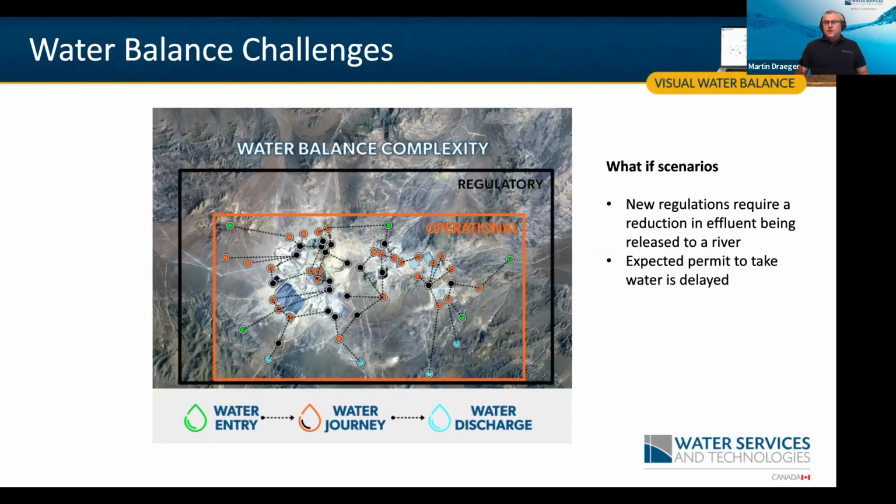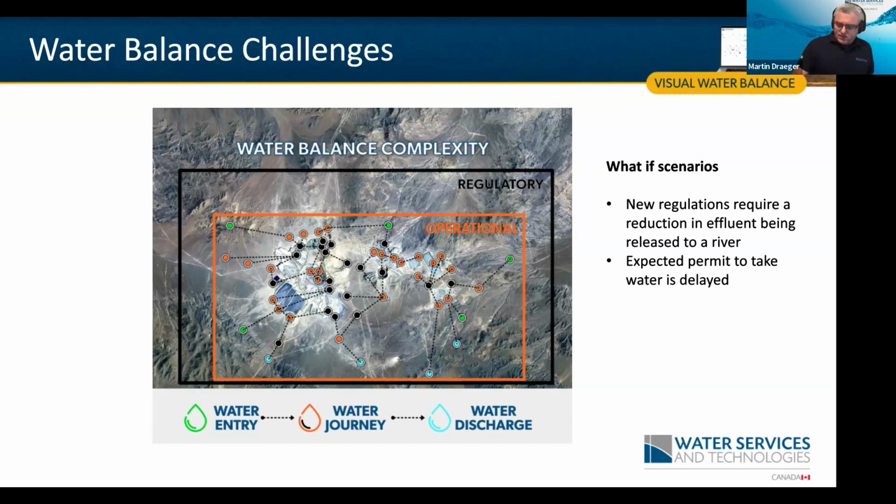Another external influence would be regulatory influences that bring more complexity into the equation. New regulations may require a reduction in effluent being released into a river. And as a mine owner and someone who's responsible for daily production, those things matter. Sometimes they're unexpected, unplanned. Other times you can plan for them. And that's the beauty of having a predefined water balance: really understanding and having the ability to anticipate changes before they occur or when they occur.